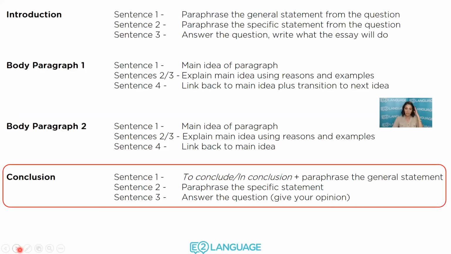Your first sentence is always "To conclude" or "In conclusion", and then you do the same thing that you did in the introduction. You paraphrase the general statement or the first sentence of the question. You paraphrase the specific statement or the second sentence of the question. And then you answer the question again, restating your opinion. So as you can see, every part of the essay has a very specific formula that we use to make into one coherent piece of writing.